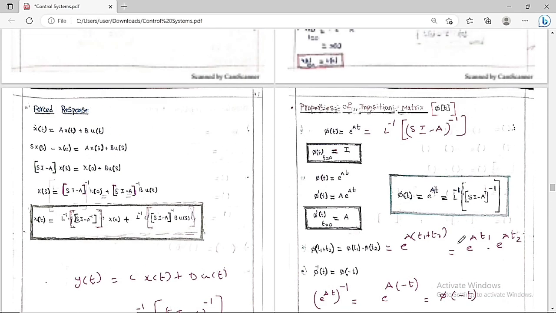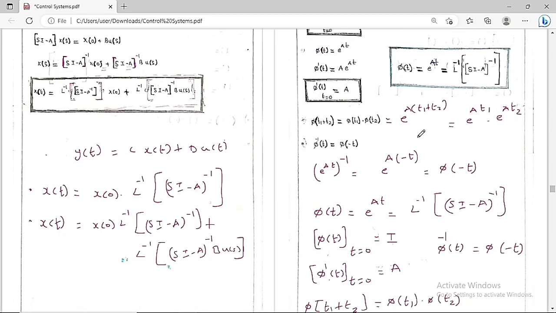So this is something you always have to keep in your mind. This is the matrix you are going to get in terms of the time domain. So finally I can say phi of t, the state transition matrix, its value is equal to e to the power of At, which is equal to the Laplace inverse of (sI minus A) whole inverse.